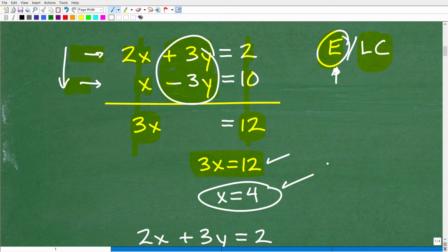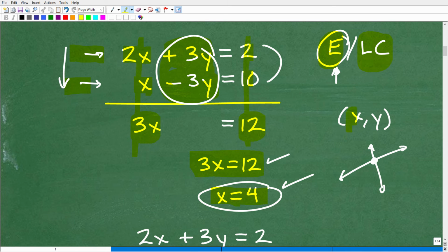So remember, these 2 equations represent lines that we can see. So we're looking for that specific XY point where these lines cross, or intersect. And that's going to be an XY coordinate, and x equals 4. That's just what we found. We just found the x coordinate of that particular point. So we're almost there. Now, how do I solve for y?